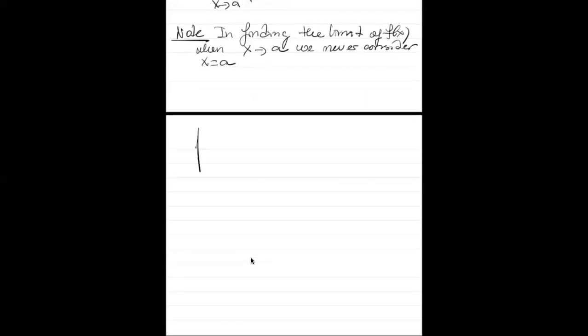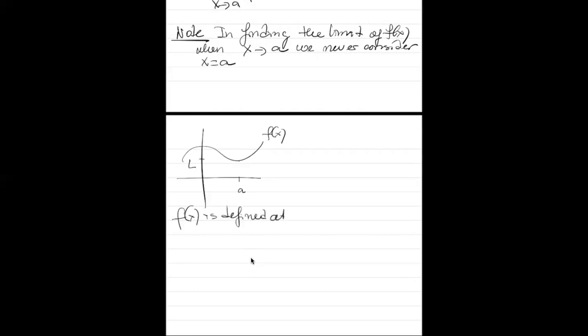So I'm going to show some pictures here of several situations. I have this very nice graph. It's continuous everywhere, and here's a, and here is L. Obviously here, f of x is defined at a. So it's continuous at a, and f of a is equal to L. The limit of f of x when x approaches a is L. No questions about it.